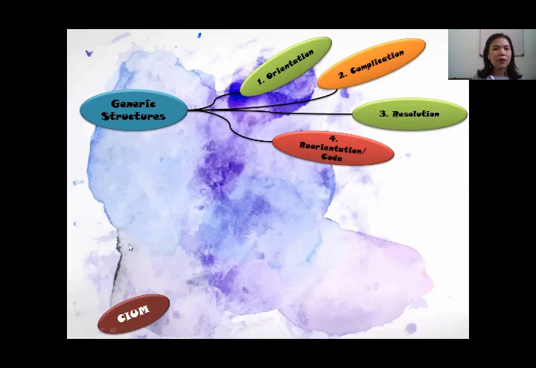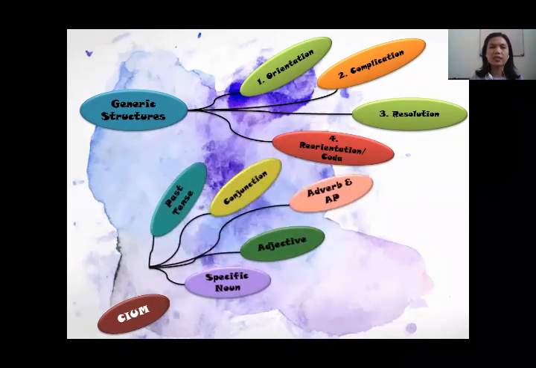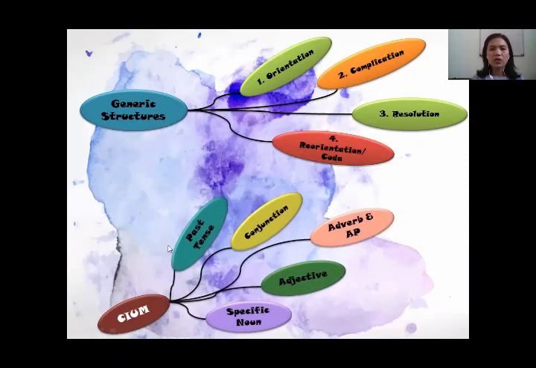And then what about the lexicogrammatical features, or to make it easier, I always ask you to remember "cium," ciri umum, okay? So it is similar to lexicogrammatical features. What are they? The first one is using past tense. The second one, using conjunction. The third one, using adverb or adverbial phrase. And then the fourth one, using adjectives. And the last one, using specific noun.